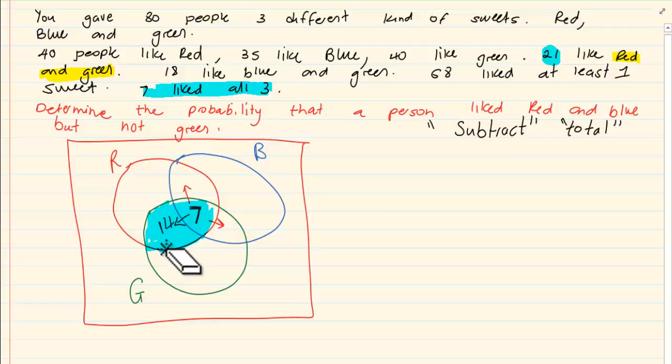Now let's look at the next one. Then it says I'm now looking for blue and green. Blue and green.